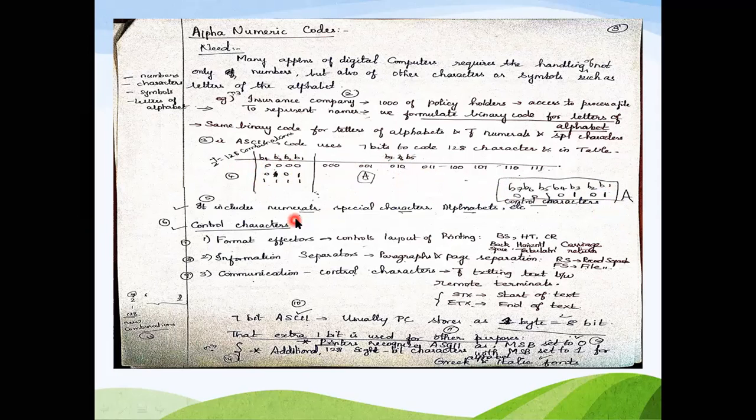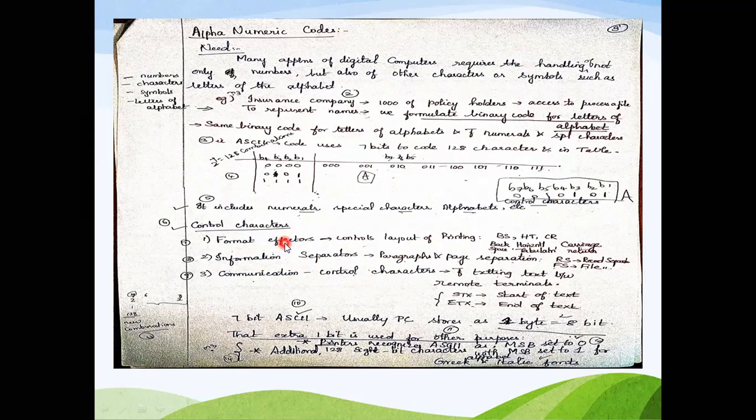So it includes numerals, special characters, and alphabets, and in addition to that, you can have control characters also. We are aware of what numerals, special characters, and alphabets are, so now let's see about the control characters. Control characters with respect to ASCII include three things. The first one is called format effectors, the second one is information separators, and the third one is communication control characters.